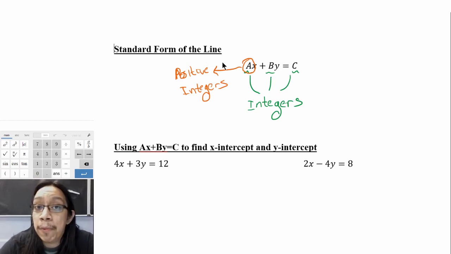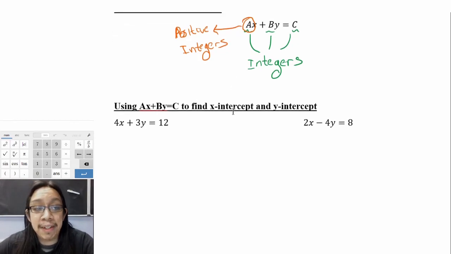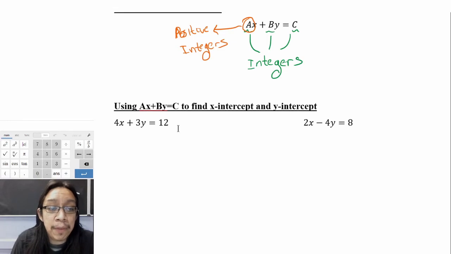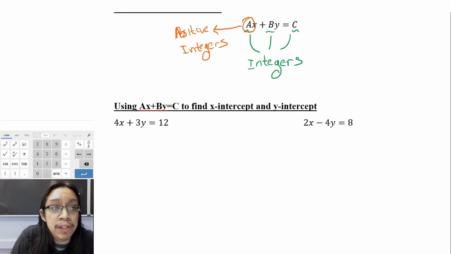Now, we can use the standard form of the line to find the x and the y-intercepts of the linear function. And how we find those points is actually relatively simple. Check this out. Let's say that they gave us a problem like this: 4x plus 3y is equal to 12. This is an example of an equation that is in standard form because we have x and y on one side of the equation. So what do we have to do in order to find the x and the y-intercept from a standard form linear equation? Well, let's recall these two facts.